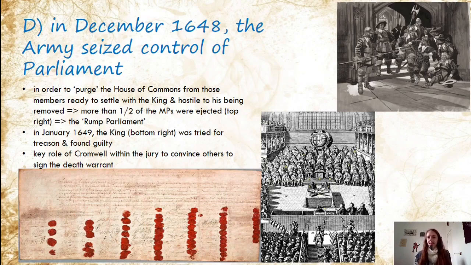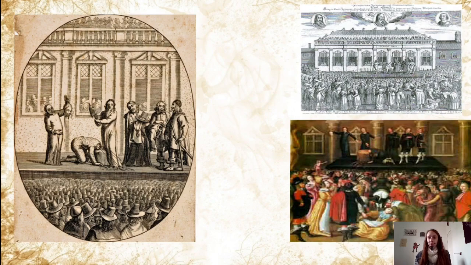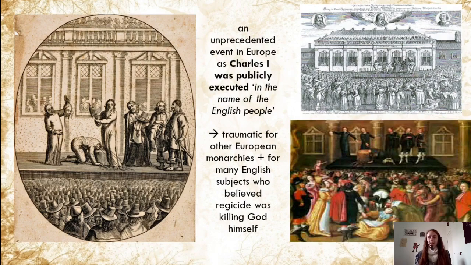In January 1649, the king was tried for treason, and the king was found guilty. Cromwell played a key role within the court in convincing others to sign the death warrant that signaled the coming death of the king. And this led to an unprecedented event in Europe.